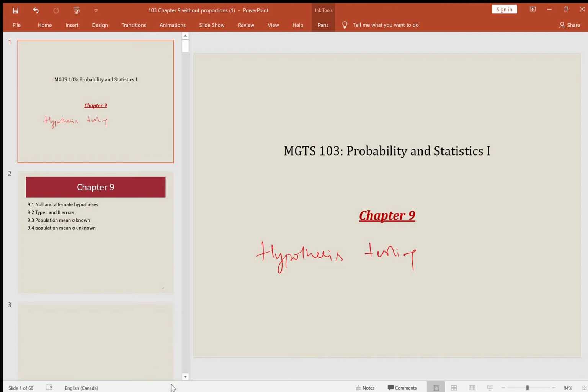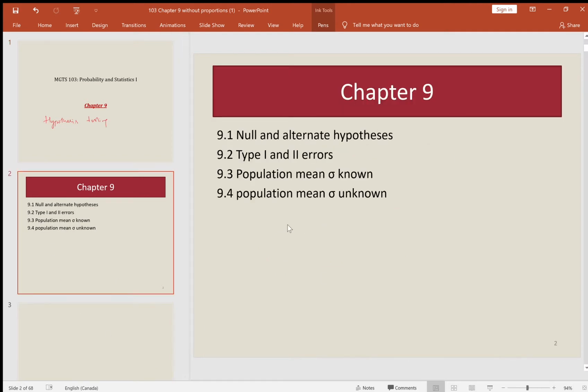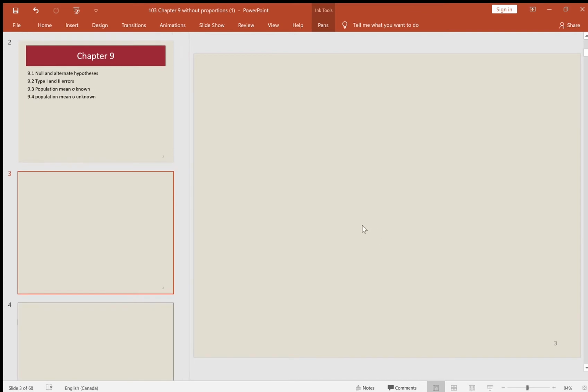And what we will do in chapter 9 is we will go over these sections, section 1, 2, 3, and 4. So we're not doing the entire chapter 9, and so please make sure that you know what sections we are doing.